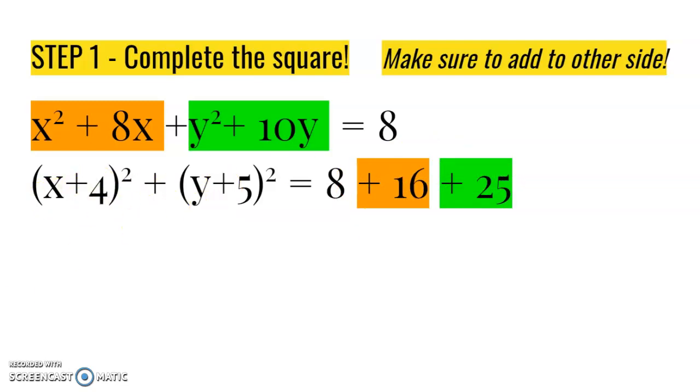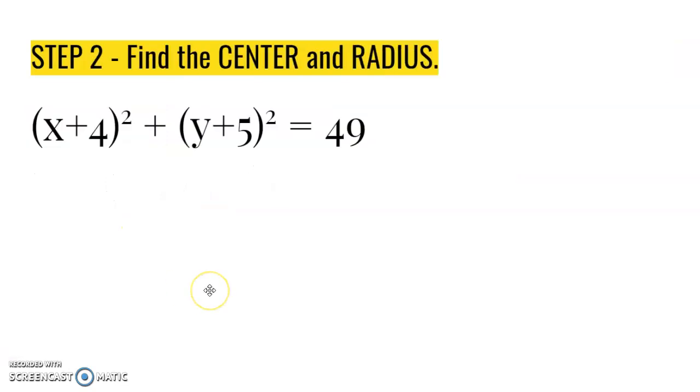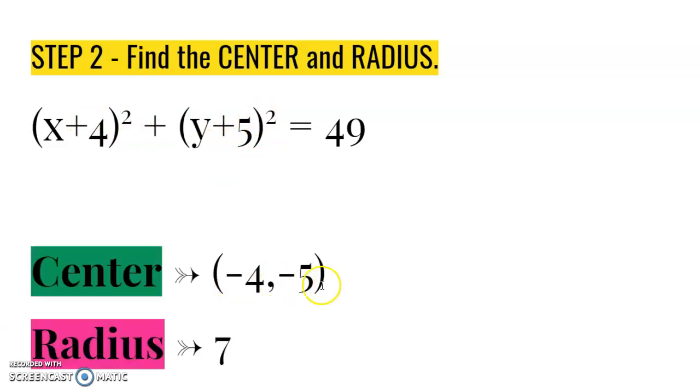So now I have my standard form equation. X plus 4 squared plus y plus 5 squared equals 49. I can find my center and radius. 4 and 5 are where I get my center coordinates. So my center is -4, -5. And my radius is 7 because 7 squared is 49.